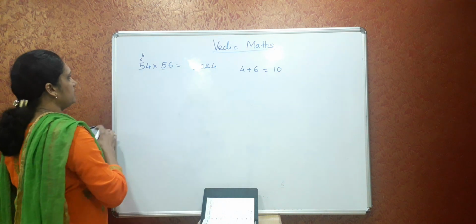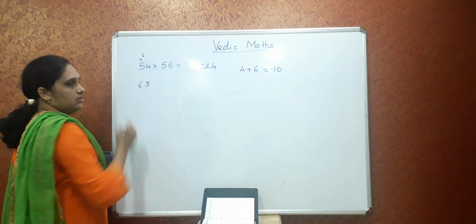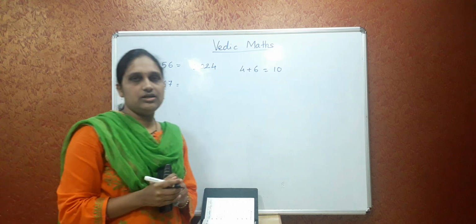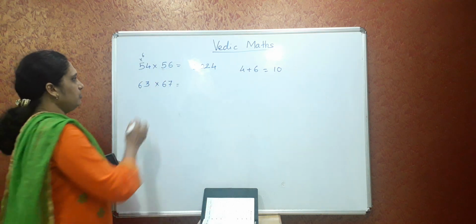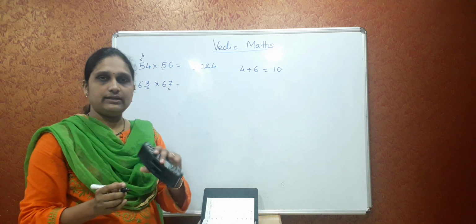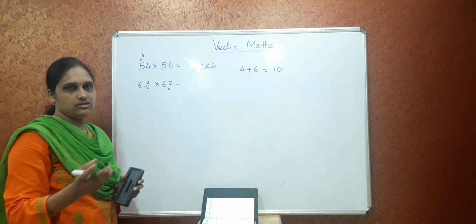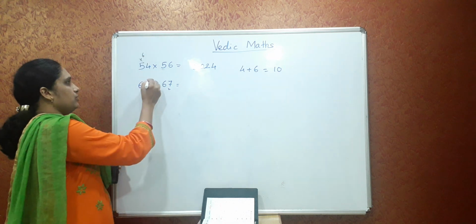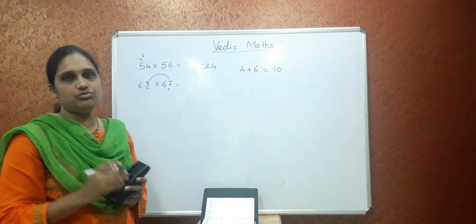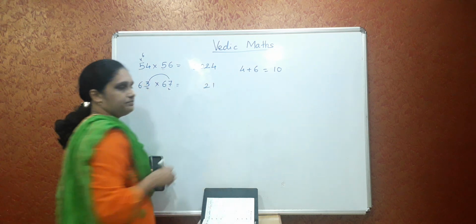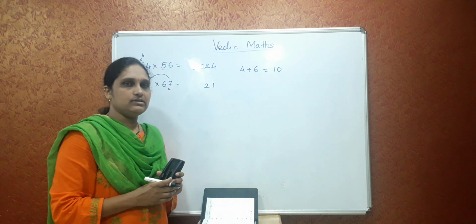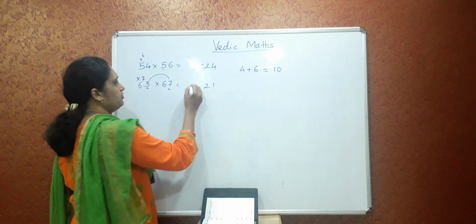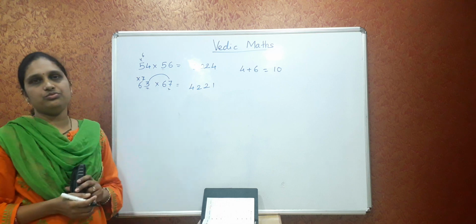One more, we'll see the sum. Suppose I have taken 63 into 67. Again check our conditions, check our rules. What is the first rule? Our units place addition should be 10. So 3 and 7 addition is 10, and the tens place number is the same, and that is there. So we multiply the units place now: 3 into 7, how much is it? 21. What number comes after 6? It's 7. Multiply with 6. 7 sixes are 42. So the answer will be 4221.